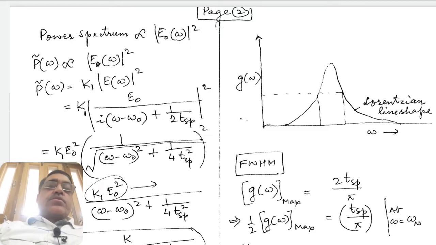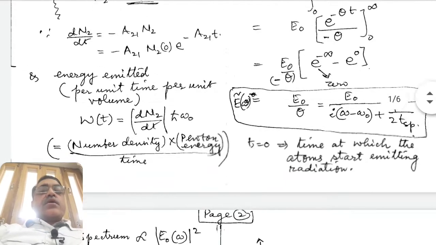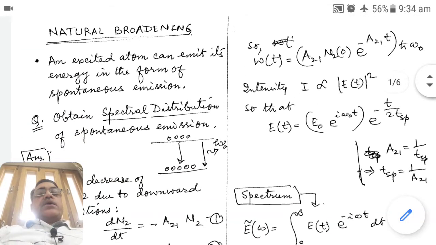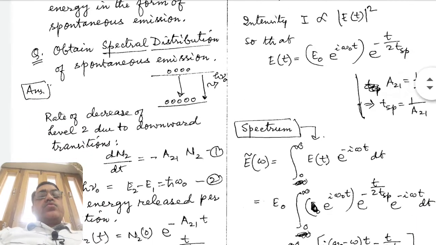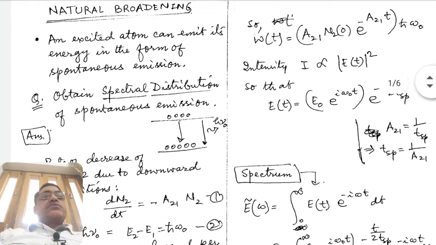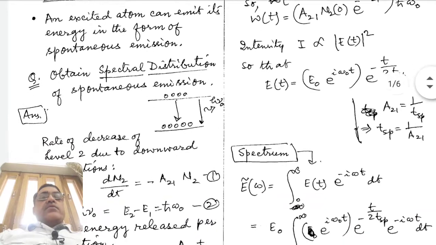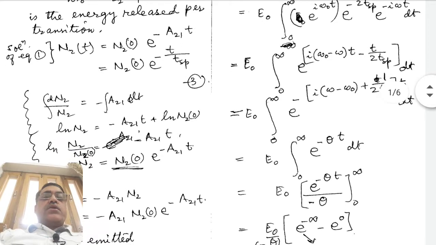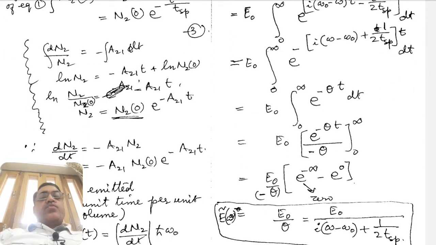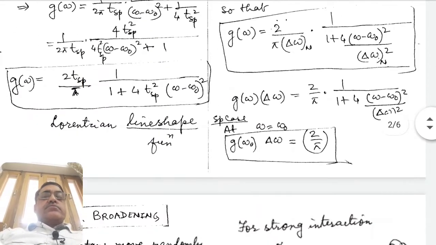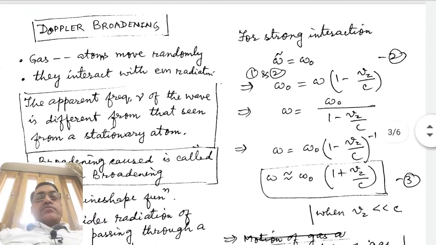Although all three processes are natural, the natural broadening is due to spontaneous emissions, and of course the decay in a natural way of the population. Today we shall study the Doppler broadening.